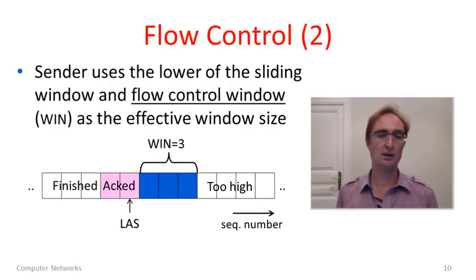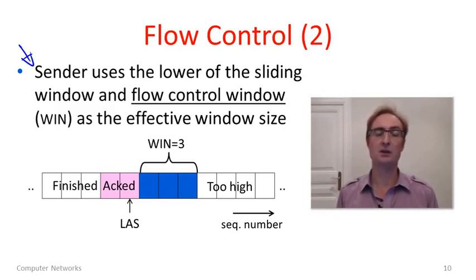So all we'll do with our flow control protocol is simply send that information back. As well as the acknowledgement, we'll send this win information, the flow control window. The sender will then use the smaller size of the actual sliding window W and the flow control window win, and it will pretend that the effective size of the sliding window is this size. Either of these factors could be the limiting factor.